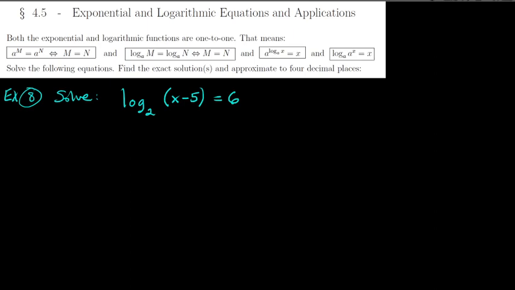Okay, so now we want to solve log base 2 of x minus 5 equals 6. And so this is a different type of equation, right? This does not involve an exponent. It involves a logarithm, right? So now we can use this property here, that if we have the same log on both sides, we can just cancel them out, right? Cancel out the logs. You can't divide by it.